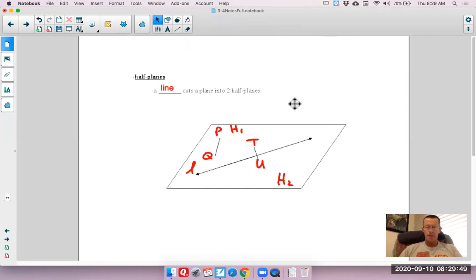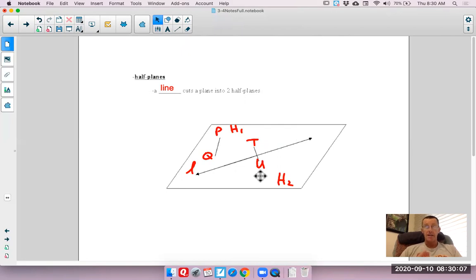Now, let me ask you this. How many lines are contained within this plane? Hopefully you said an infinite number. I could have a line there, line there, line there. If this plane extends out, I could have one here, and so forth. So every single line cuts a plane into 2 half planes.